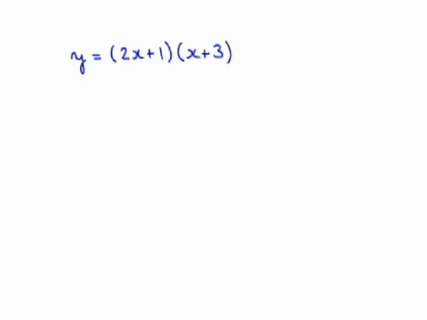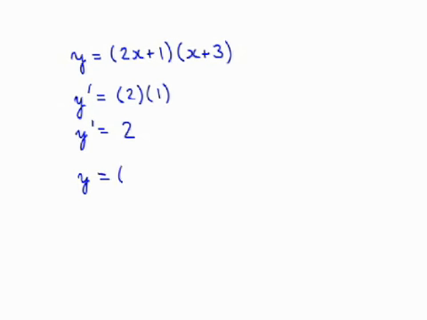So when you take the derivative of 2x plus 1, you obtain a 2. And when you take the derivative of x plus 3, you get 1. So they believe that y prime is the product of 2 and 1, or that y prime is equal to 2. Well, let's go back and consider that function again.